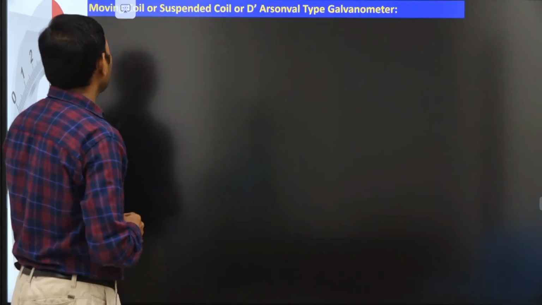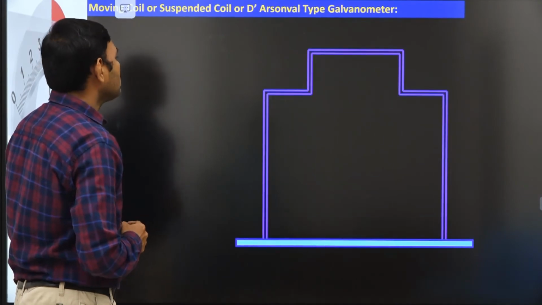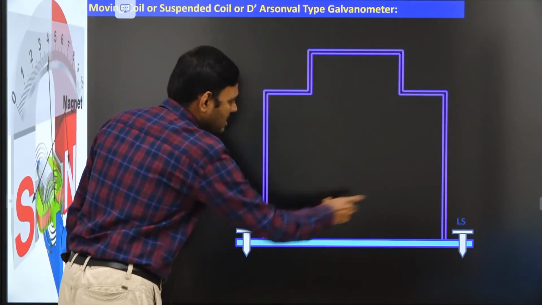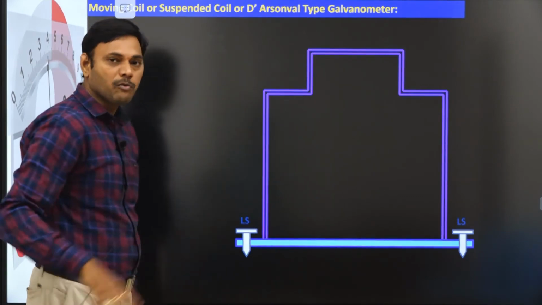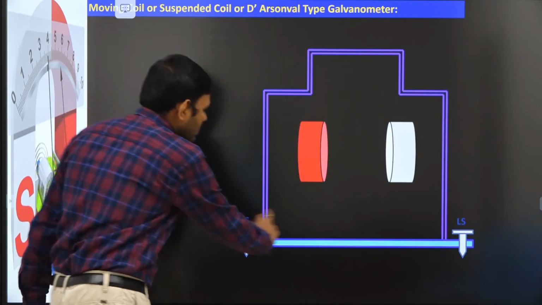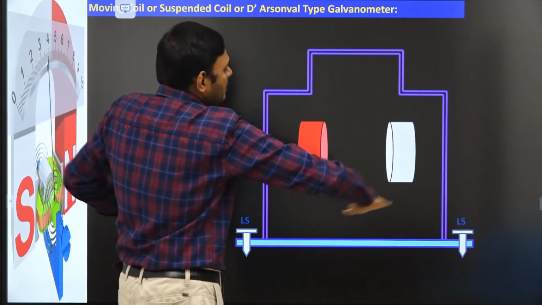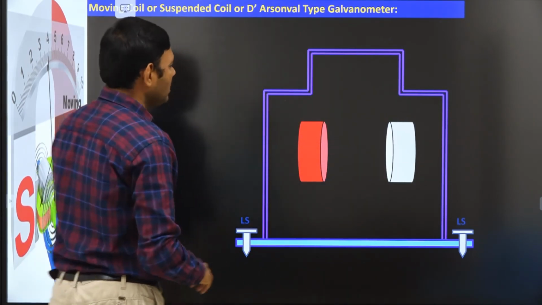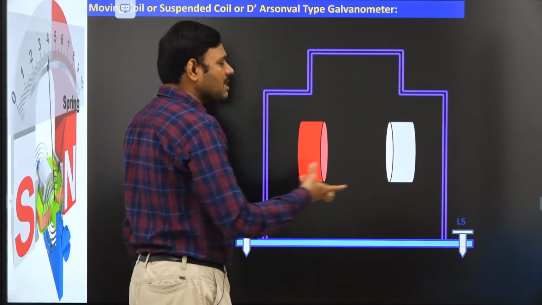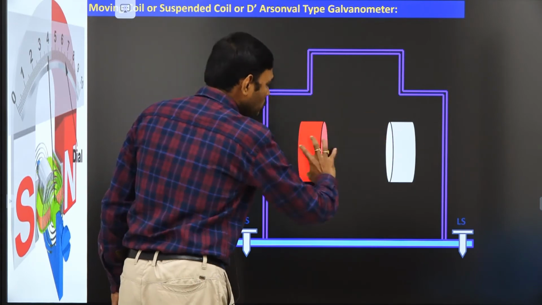I explained the same phenomena in this animation also. Here these are leveling screws, the schematic diagram of the moving coil galvanometer. Once again I am explaining in animation. LS are the leveling screws to keep the lower surface horizontal. As I explained earlier, I continue the same discussion in this animation. These are the two permanent magnets.